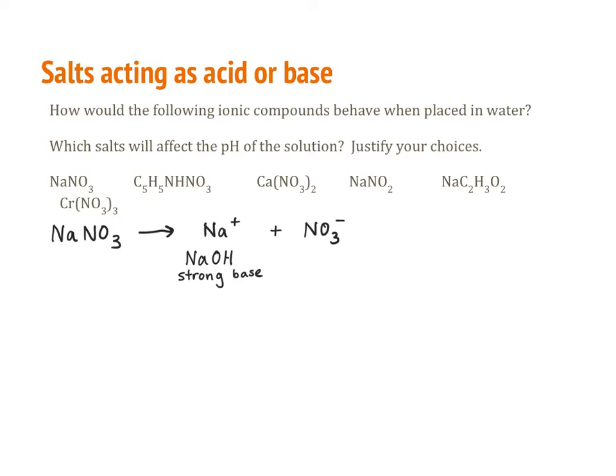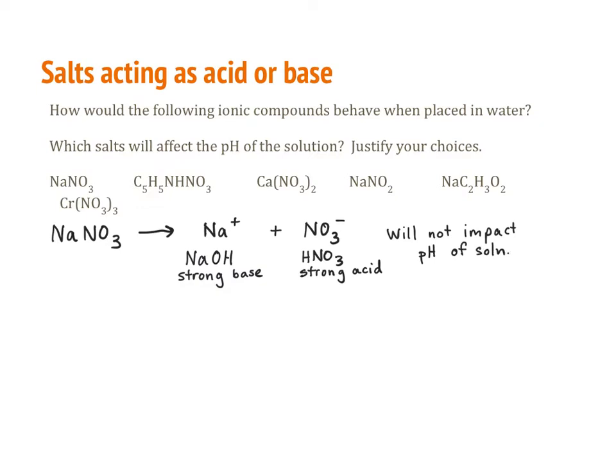So this means that we won't have any of the strong base formed, and so this won't affect the pH. If nitrate interacted with water, it would make HNO3, nitric acid, which is on our list of strong acids. So that means there will not be any HNO3 forming. Therefore, because the NaOH and the HNO3 will not reform, this will not impact pH, and so we will not have salt hydrolysis happening here.